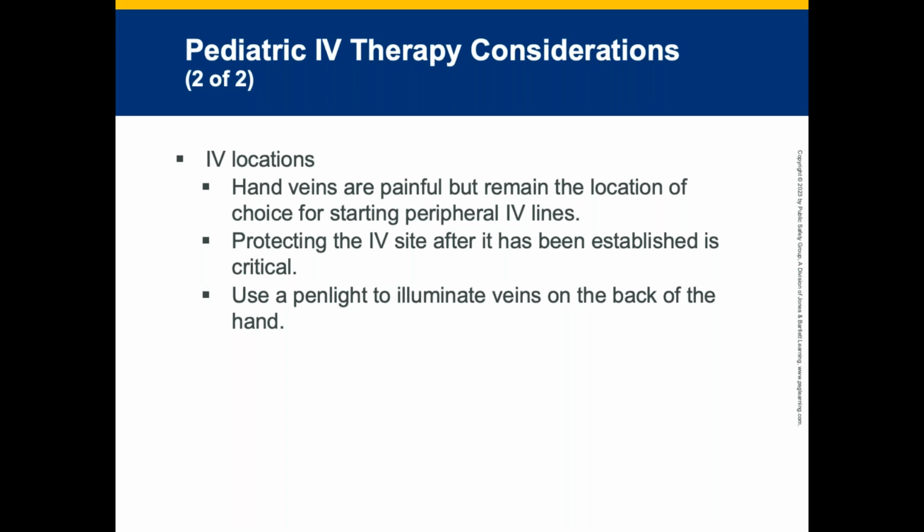So protecting the IV site after it has been established is critical. Use a pen light to illuminate veins on the back of the hand, or scalp veins. Cannulation is often unpleasant for both the child and the parents. However, if it's needed and it's accessed, we do it. So when you are securing a scalp vein, tape a paper cup over the site to avoid applying any direct pressure to the butterfly catheter on the head.